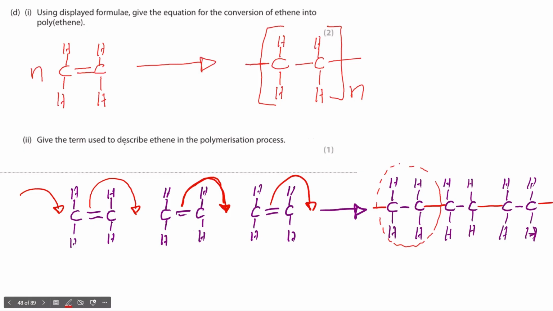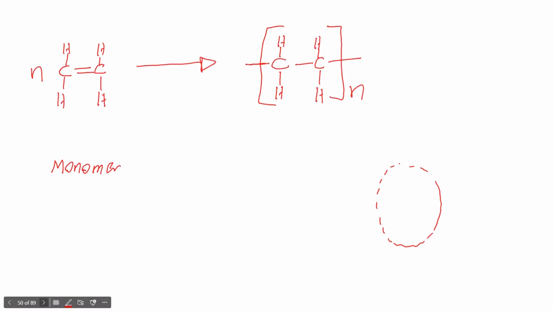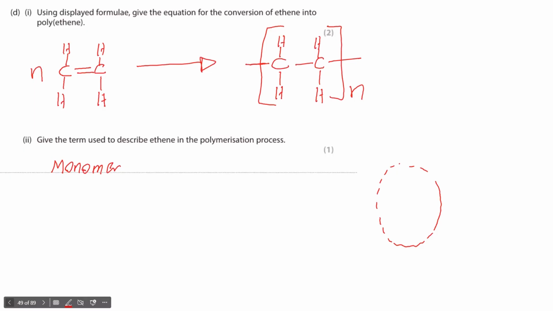Give the term used to describe ethene in the polymerization process. We just use the word: ethene, we call it a monomer. Right. Let's see the marking scheme. Yes. Okay, so no need for the marking scheme. I think we got that part right.